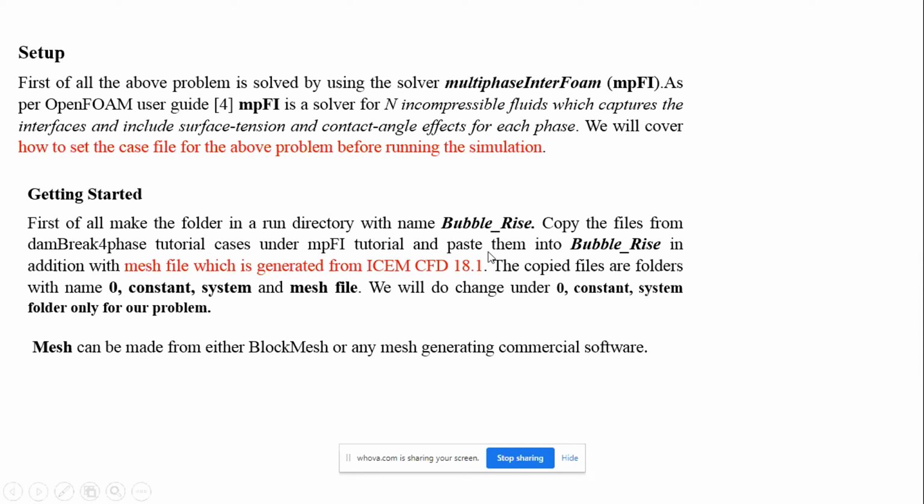First I copied all the folders into my run directory with the name bubbleRise folder. Although I said the mesh can be generated with both blockMesh and commercial software, I used the commercial software ICEM CFD for generating the mesh, which I have imported into OpenFOAM. So first I copied all the folders: zero, constant, system. These basic folders are present whenever you set up a case, and if you are importing the mesh from any software, a mesh file will also come.